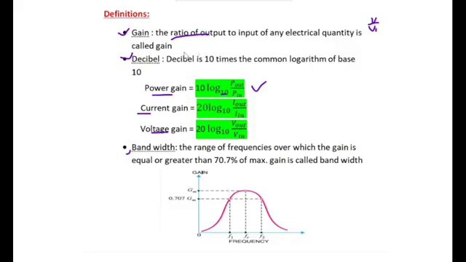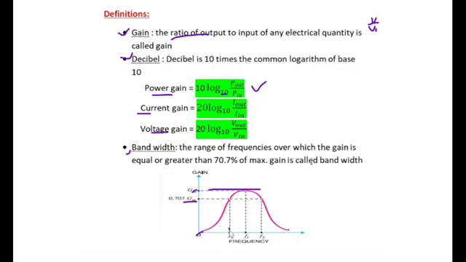From the amplification point of view, the bandwidth is the range of frequencies over which the gain is equal to or greater than 70.7% of maximum gain. That is 0.707 of GM, where GM is the maximum gain. At zero frequency, gain is low, and after going to some frequency, gain is increased. After going to some frequency, gain is again decreased, and after some frequency, gain comes to zero again.